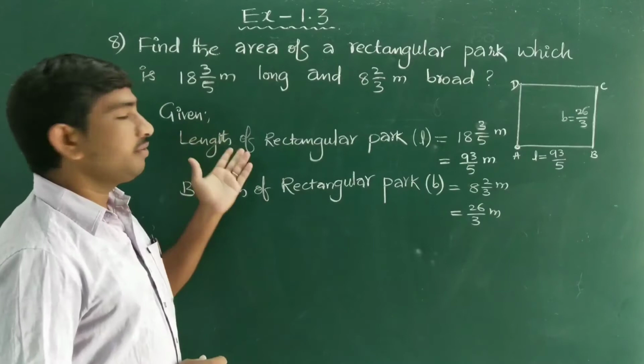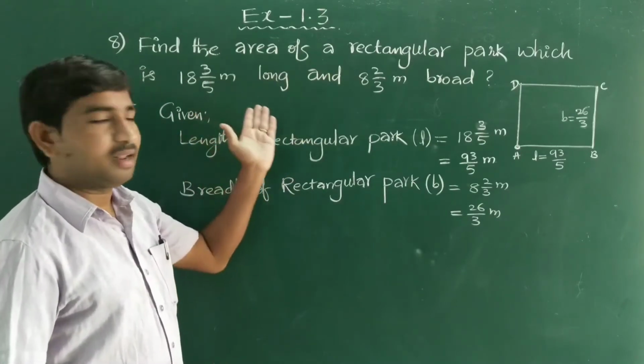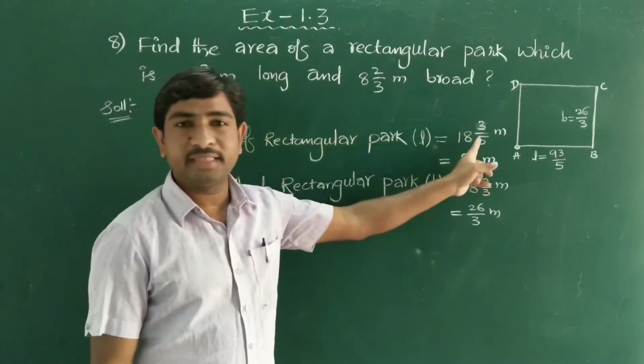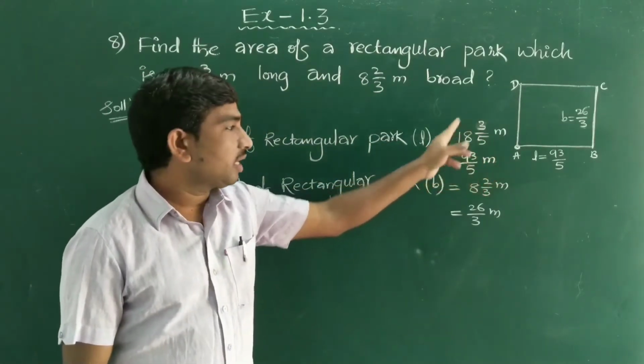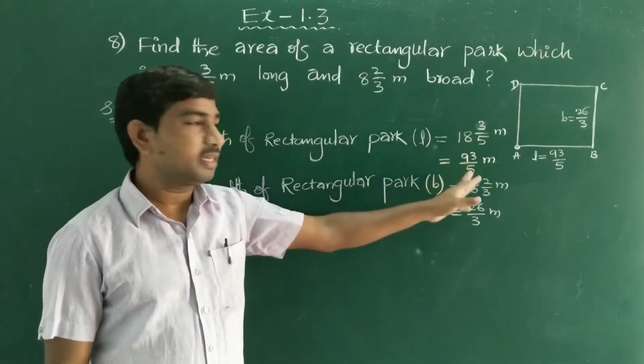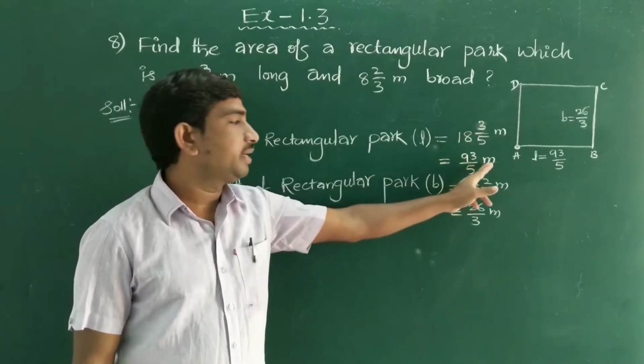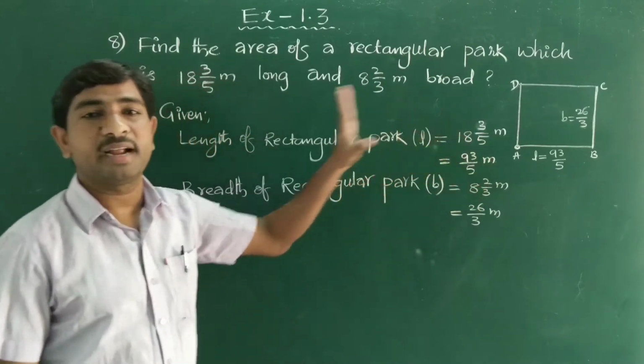So here, what are the given terms? The length of the rectangular field is given as 18 3/5 meters. We have to convert this into an improper fraction: 18 times 5 is 90, plus 3, that is 93/5 meters. This is the length of the given rectangular field.